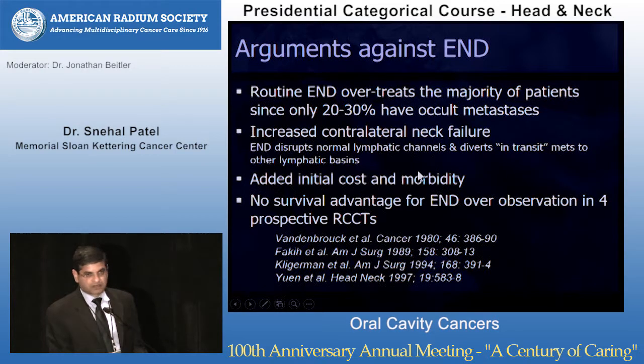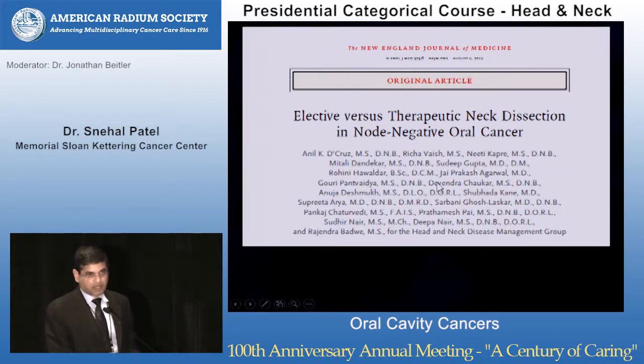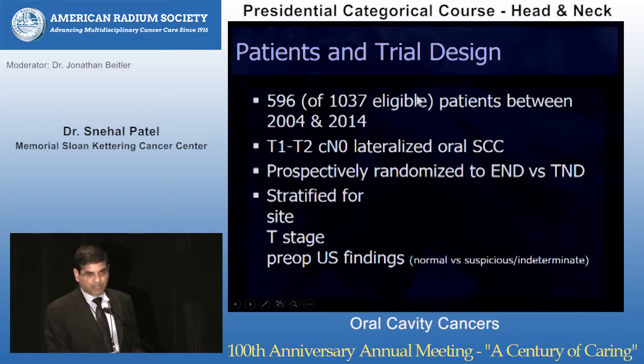But having said that, there's morbidity and cost involved. And most importantly, 4 randomized trials have demonstrated no survival advantage for elective neck dissection over observation until this recent randomized trial came about, published in August last year, looking at elective neck dissection versus observation and therapeutic neck dissection when the patient failed after a period of observation. This came out of Mumbai, India.